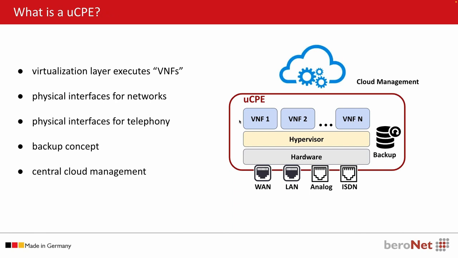What is a uCPE? Well, uCPE is a buzzword. It is basically a universal customer premise equipment, which means it is a device positioned at the end customer side, and there it can run virtual network functions. Essentially, a virtual network function is a virtual machine, which can be, for example, an IPvX or a fax server or a router or a firewall, things like that.